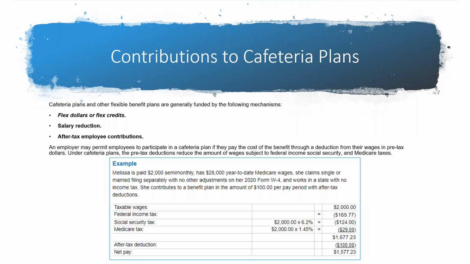Your contributions to a cafeteria plan. Cafeteria plans and other flexible benefit plans are typically funded by one of the following: flex dollars or credits. With this option, the available benefits are funded by employer contributions. So each employee is given basically a bucket of funds to use on various benefits. Or the salary reduction method, where employees use part of their own salary to purchase qualified benefits through pre-tax or after-tax deductions.